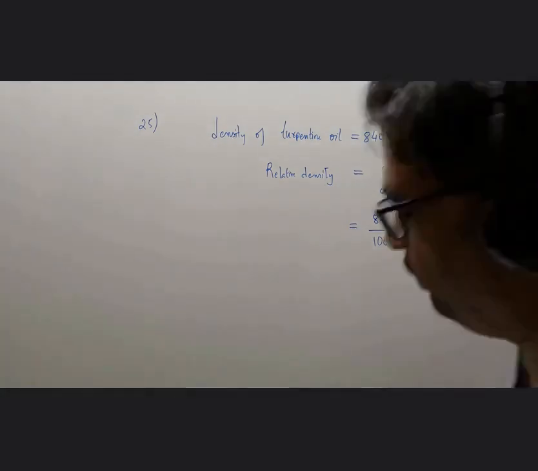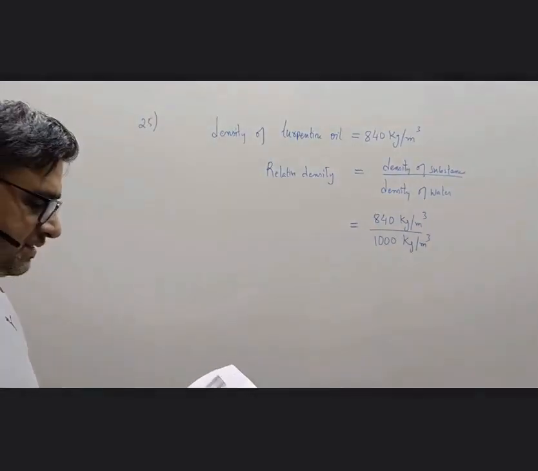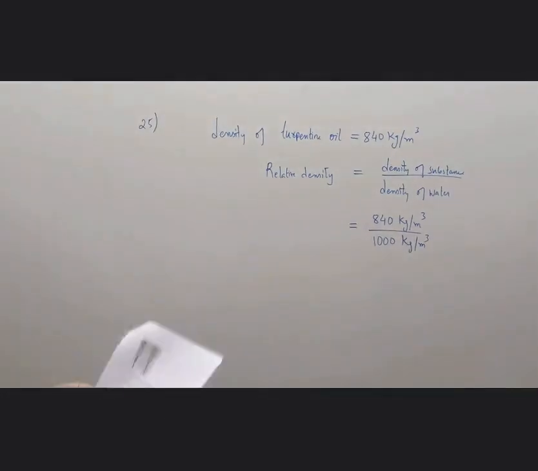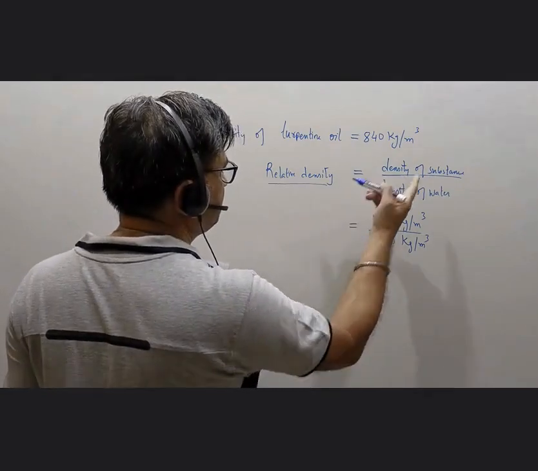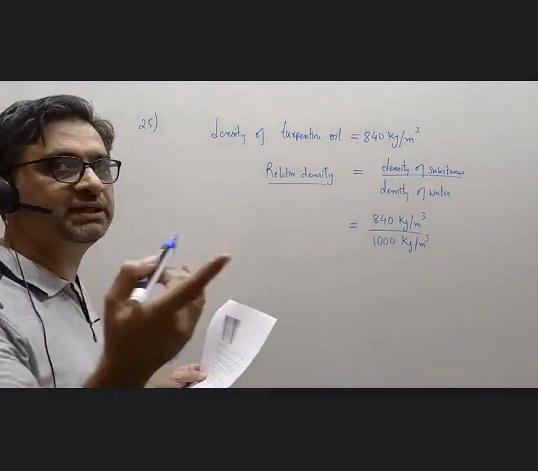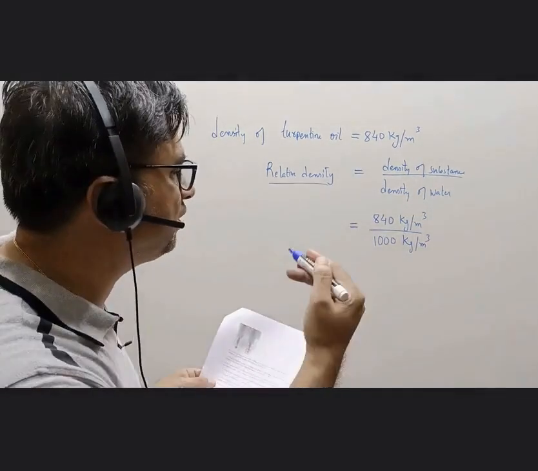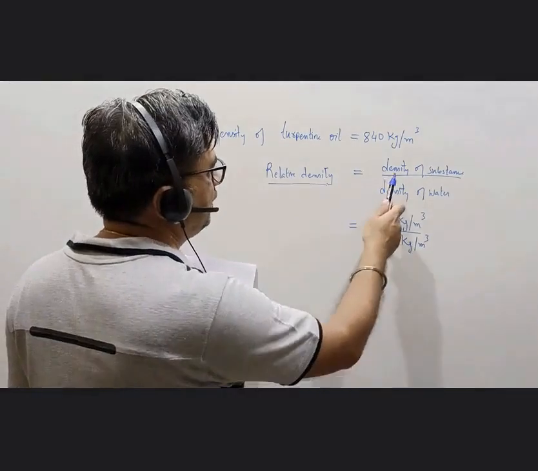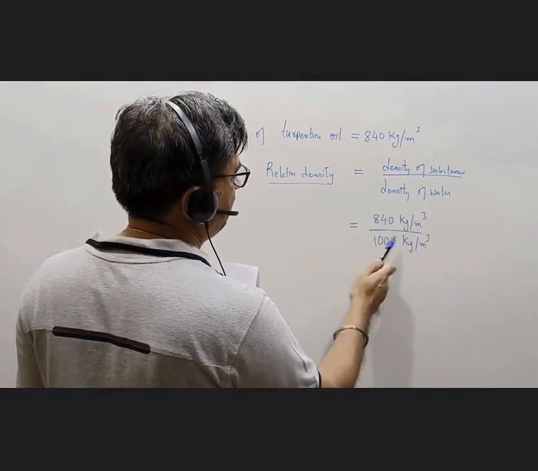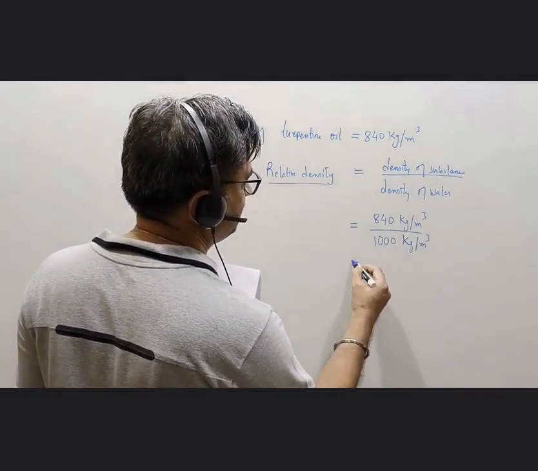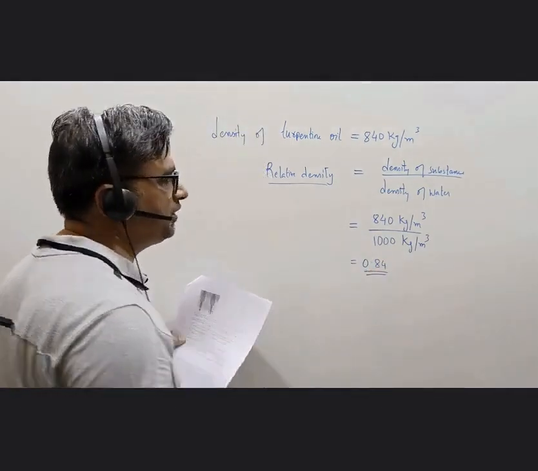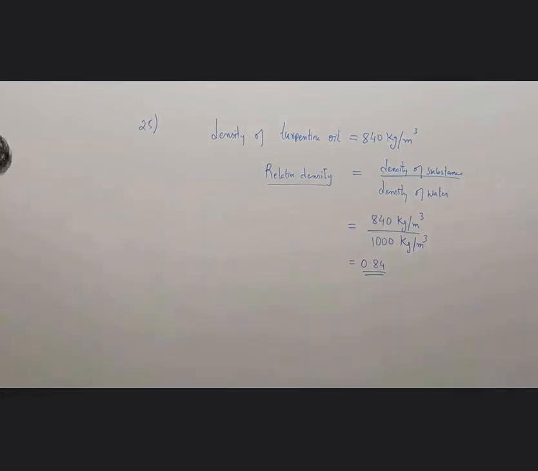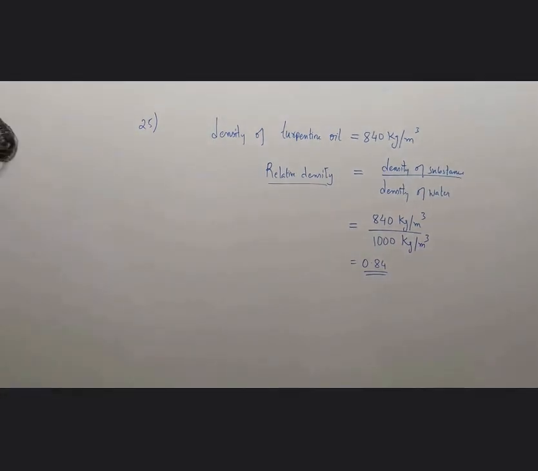So question number 25, we have the density of some substance, turpentine oil, known, which is 840 kg per meter cube. What is its relative density? Well, relative density of a substance is given by the density of substance with respect to the density of water. And in this question, the density of water is also given. So all we need to do is to divide the density of the substance, which is 840, divided by the density of water, which is 1000, and the answer comes to 0.84. Mind you, there will be no unit here because this is relative density. Relative density has no unit. This is 0.84.